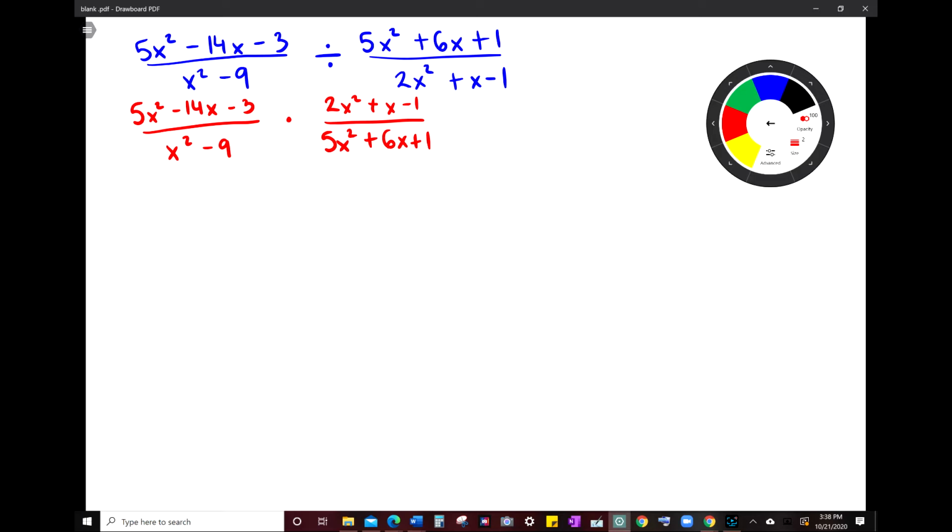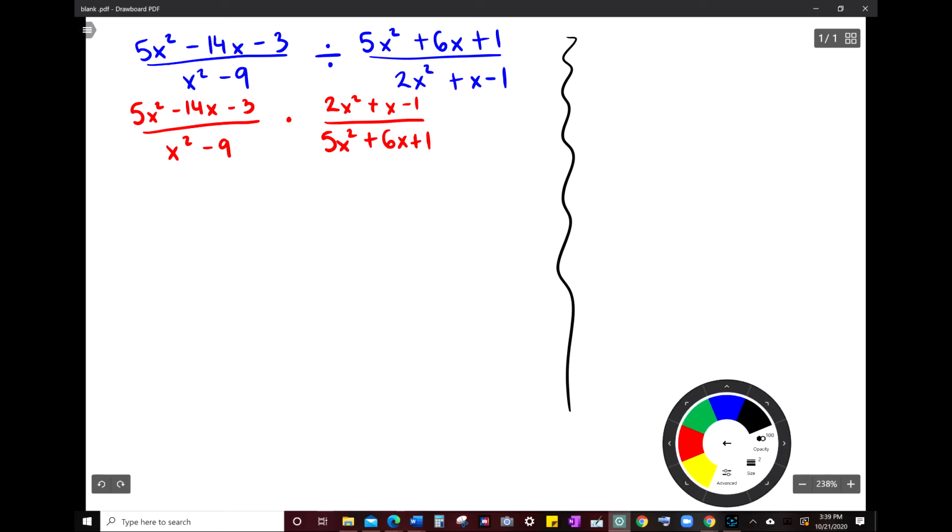And now we will consider whether we can factor all the expressions right here. So for 5x squared minus 14x minus 3, on the side I will show you how to factor it. There are many ways for you to factor if it's factorable. However, a lot of you use guess and check, but I will use my way here, and if it works for you, maybe you can use it too.